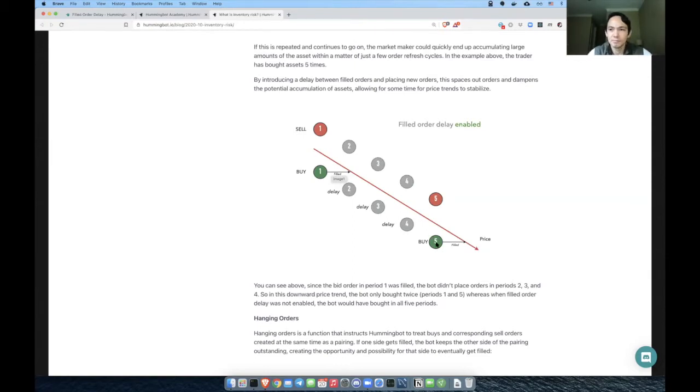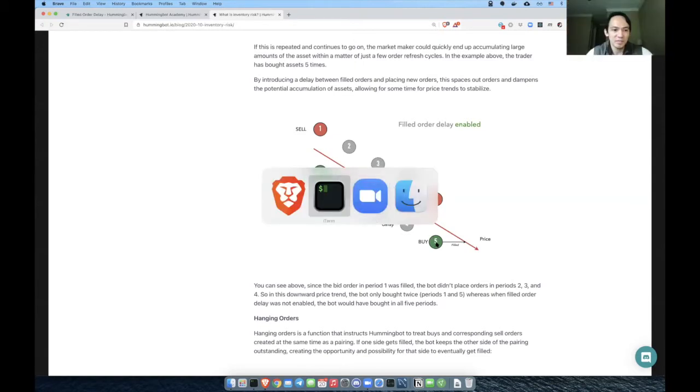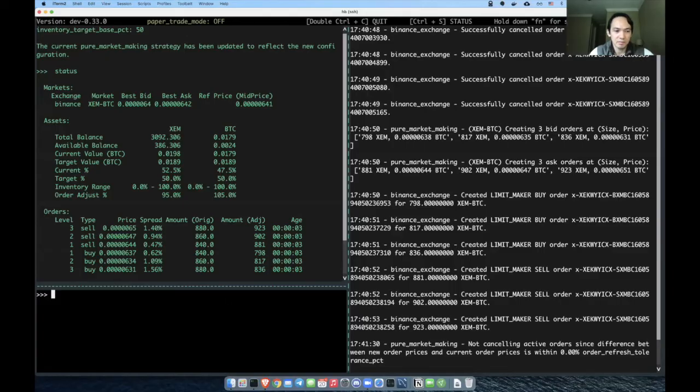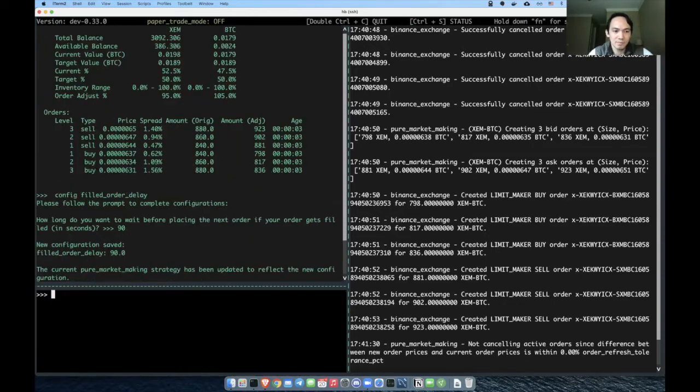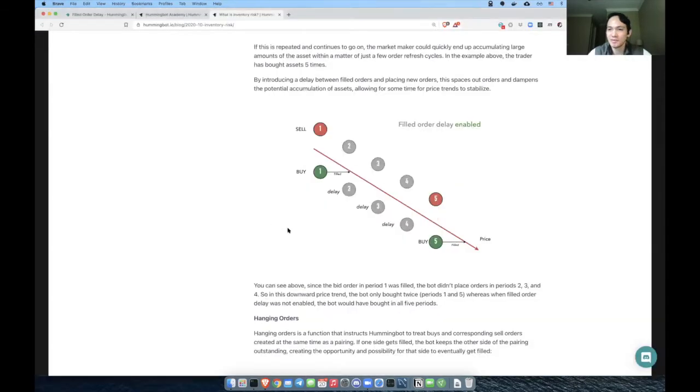Wow. That's brilliant. And so on the bot, it's pretty simple here. You just configure a filled order delay. And now we'll put something, let's say 90 seconds. So this one, we can't really show the demo of that, just because we have to wait for the trades to actually be filled. But that's the concept here.